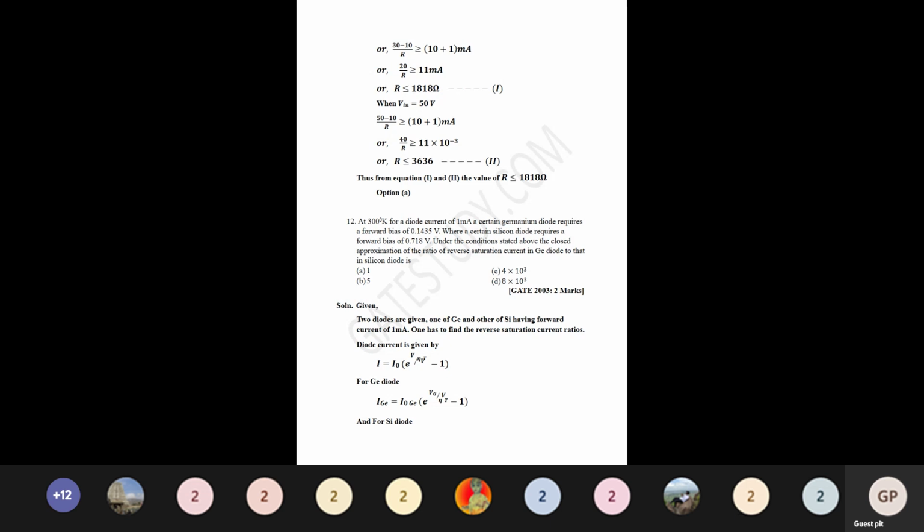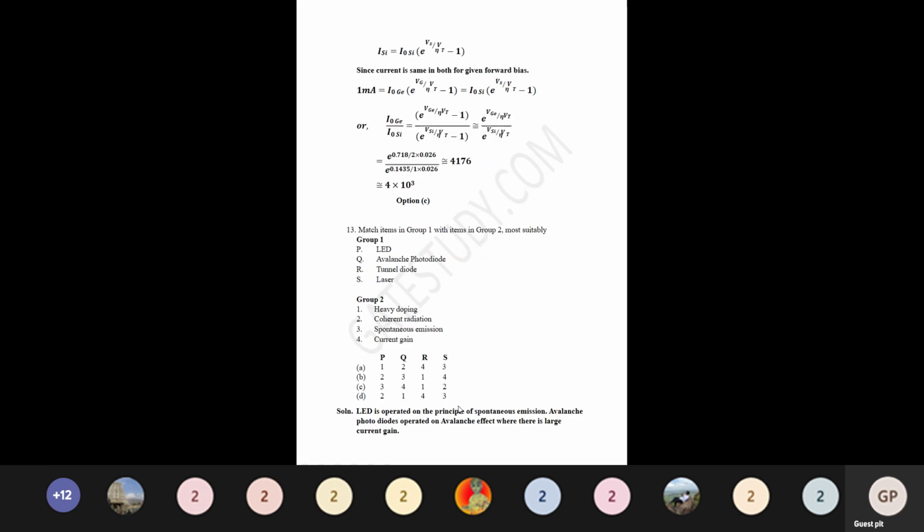So here two diodes are given, one is germanium and another one is silicon having forward current of 1 milliampere. One has to find the reverse saturation current ratio. The diode current formula is, you know, that I is equal to I naught of e to the power V by eta Vt minus 1. For germanium, I_Ge is equal to I naught Ge of e to the power Vg by eta Vt minus 1. For silicon diode, it is I_Si equal to I naught Si into e to the power Vs by eta Vt minus 1.